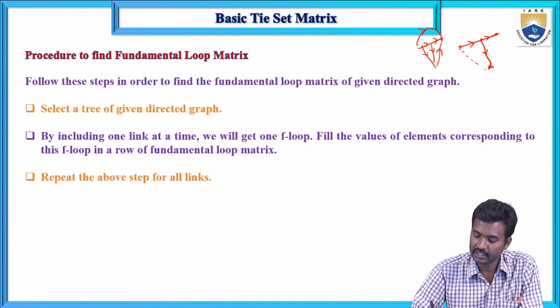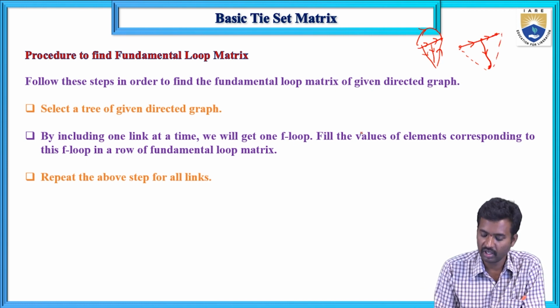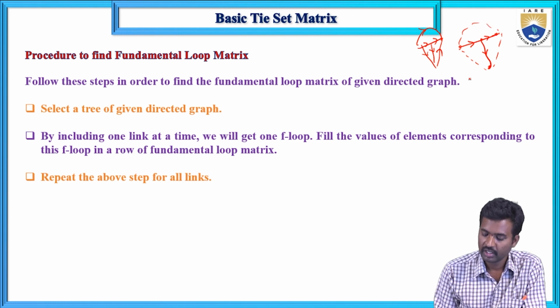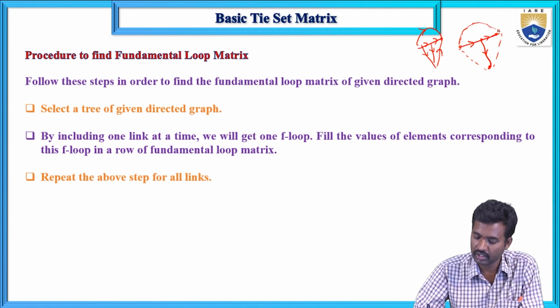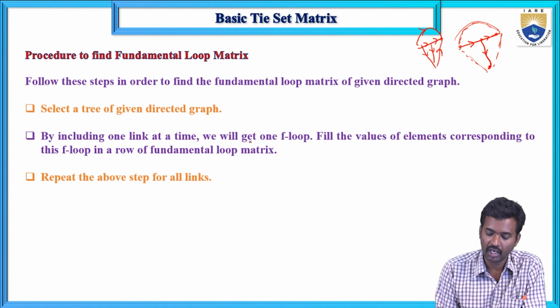Now these are the links. Including the links one at a time, we will get the F-loops. Here these are the loops, 1, 2 and 3. So including one link at a time, we get one F-loop, and we fill in all the elements corresponding to this F-loop in the row.